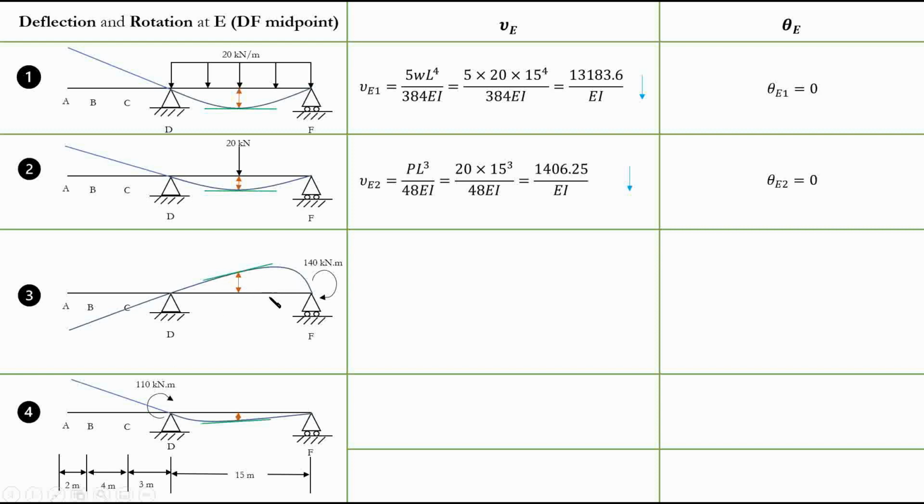Not max. As we know, the center is not equivalent to the max for a moment, right? For this concentrated moment. So in this case, when we have the value, we'll just use it, right? M L squared over 16 EI. So this is the value you're going to find in your tables. So it's 140 multiplied by 15 squared divided by 16. You will get this value, and this is going to be again an upward deflection. Upward. You see, the deflection is upward.